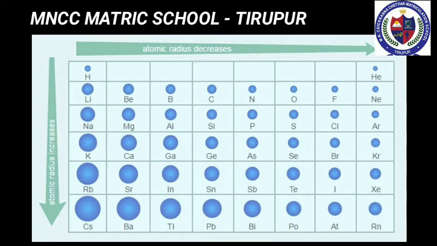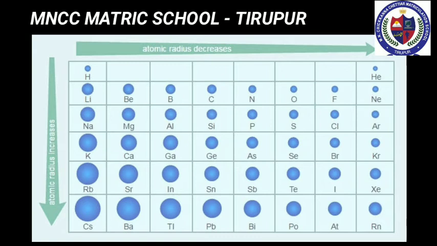So, 0.37 Angstrom. Along the period from left to right, the atomic radius of the elements decreases, whereas along the groups from top to bottom, the atomic radius increases. The increase down a group is due to the increase in the valence shell number down the group. As the shell number increases, the distance between the valence shell and the nucleus increases.